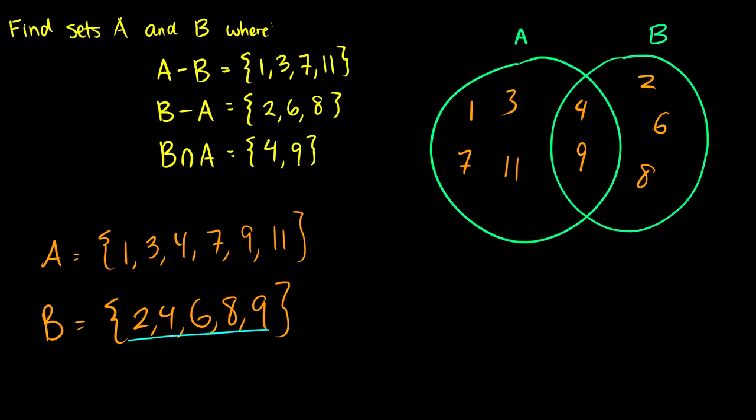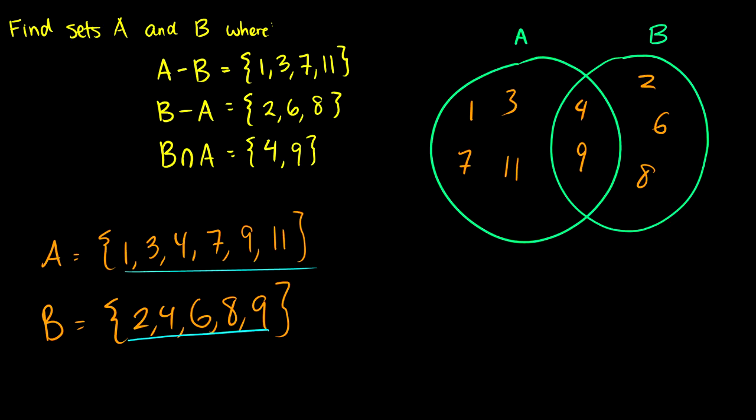Then we take a look at A minus B, and we see 1, 3, 7, and 11. So these 4 numbers must be in A. So we put those in A, and we end up with this result. If you weren't given the intersection, things might get a little bit trickier because you don't know which numbers could be in both, but for this question we're given it, so it's not too much of a problem.